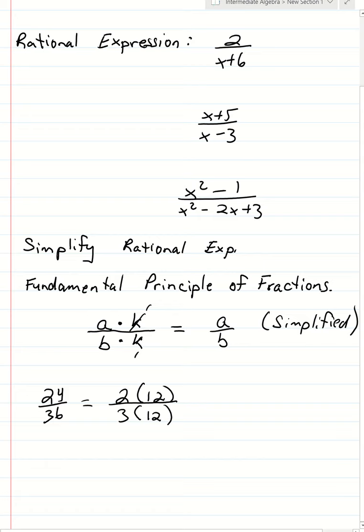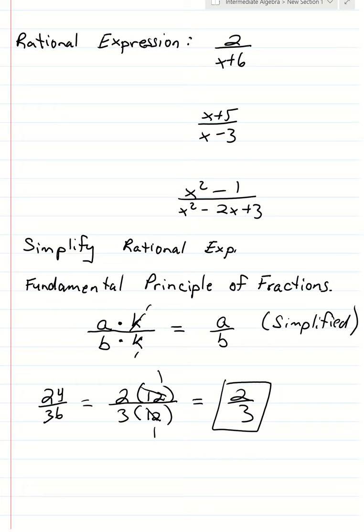And now, because of this fundamental principle of fractions, I have a 12 in the numerator, and I also have a 12 in the denominator. They are being multiplied, and now we can further simplify using this fundamental principle of fractions to the equivalent number of 2/3. 2/3 would be your simplified number of 24/36. They are equivalent numbers, they are the same quantity, but the 2/3 has just been simplified.